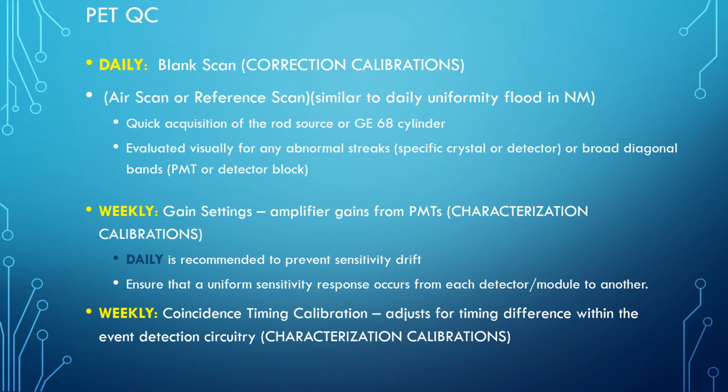Weekly, it requires gain settings. This is the amplifier gains of the photomultiplier tubes, and daily is recommended to prevent any sensitivity changes and ensure that a uniform sensitivity response occurs from each detector. And then weekly, the coincidence timing calibration will adjust for a timing difference within the event detection circuitry. So you're essentially testing the coincidence timing window that's used for time of flight and things like that.